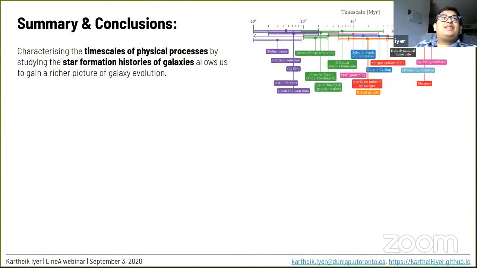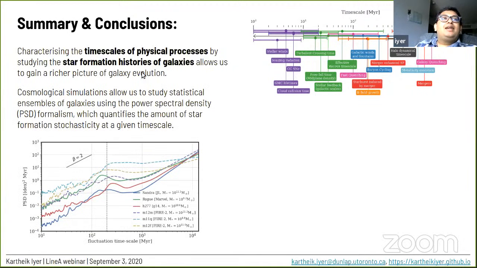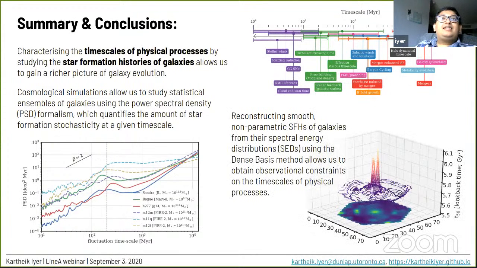So to summarize, the timescales of physical processes allow us to get a fuller picture of how galaxies evolve. Studying these statistical ensembles of galaxies allows us to understand the physical processes responsible in different simulations. And reconstructing smooth non-parametric star formation histories from observations allows us to then get observational constraints that we can use in conjunction with the simulation to test our theories.